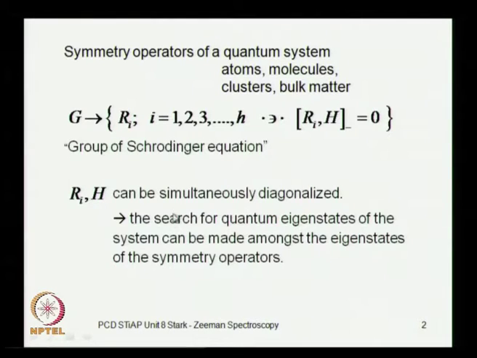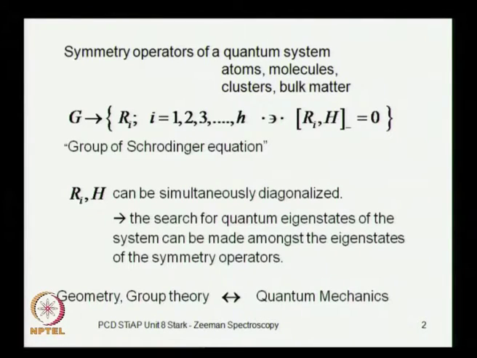and this is very advantageous because since these two operators commute with each other, they can be simultaneously diagonalized and you can get simultaneous eigenstates of the two operators. Which means that if you want to find the quantum eigenstates of the system, instead of solving the quantum mechanical problem, you solve the mathematical geometrical problems from group theory, and those solutions will give you a basis of functions amongst which you can search for the eigenstates of the Hamiltonian.